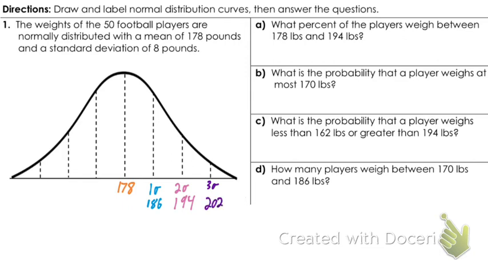And we can go the reverse way as well to the left. Minus 1 standard deviation. If we subtract 8 pounds from our mean, we get 170. Do the same thing to the left. 2 standard deviations away to the left, 162. And 3 standard deviations to the left, 154.